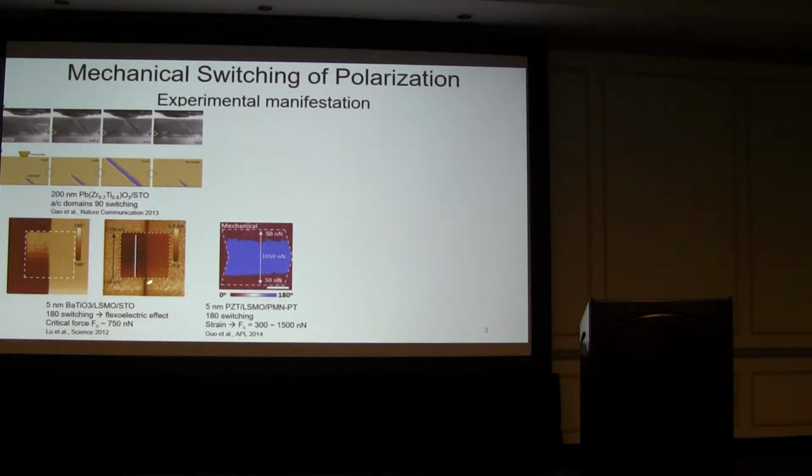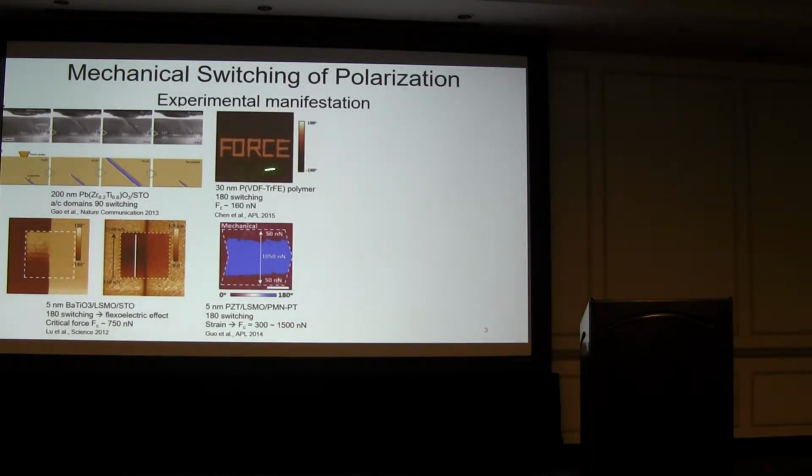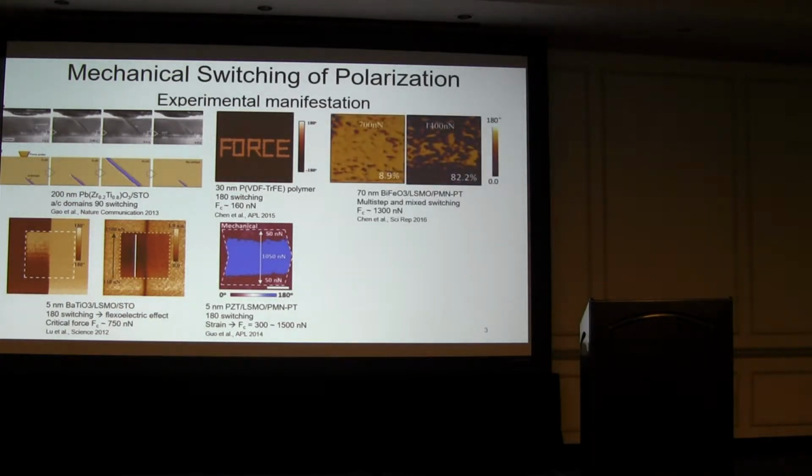After that, several groups have found a similar phenomenon in different cases, like this work on mechanical switching in PZT films. They also found that by tuning the misfit strain of the substrate, we can tune the critical force. This mechanical writing phenomenon is also observed in ferroelectric polymers. Here they use a very small force to write arbitrarily any pattern they like. This mechanical switching has also been used to switch both the ferroelectric and the ferroelastic domains, like this case in bismuth ferrite.